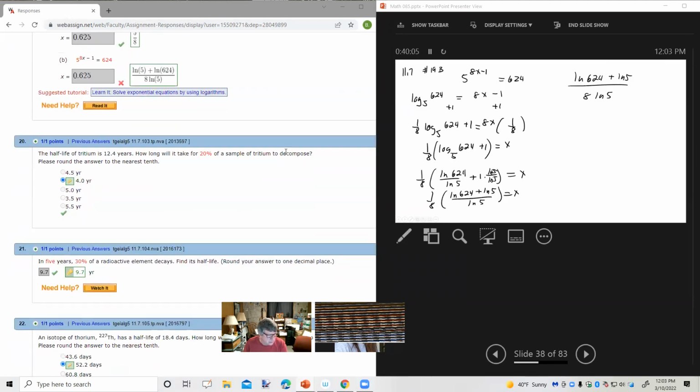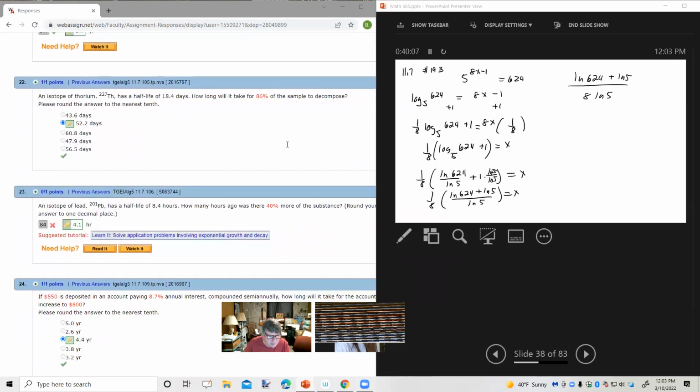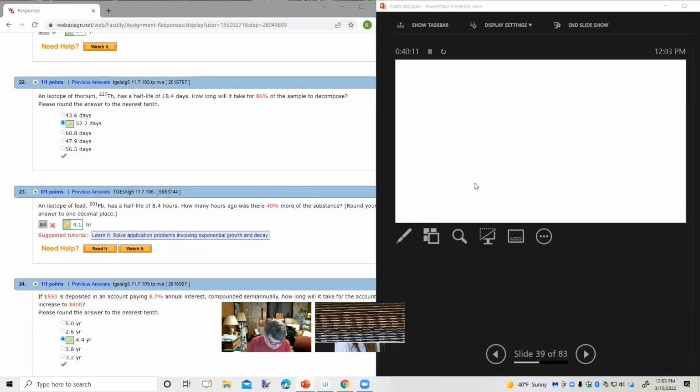Okay. Let's take a look at 23. Let's see if it's the same. This one's different. It's 40% more. Okay. So what does that look like? Well, A equals A naught 2 to the negative t over h. We know that h is 18.4 days. Time is the thing we're trying to find.